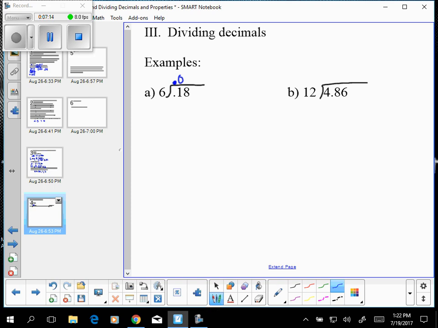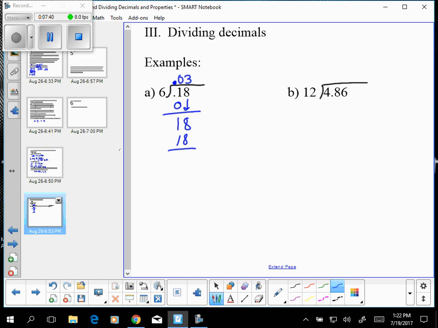And 0 times 6 is 0. We just learned that for the 0 property. Now I subtract, I get 1. Now I bring down that 8. 6 into 18 goes 3 times, and 3 times 6 gives me 18. Now, I don't usually put the 0 down at the end if I know it's there. If you wish to, you may certainly do so.